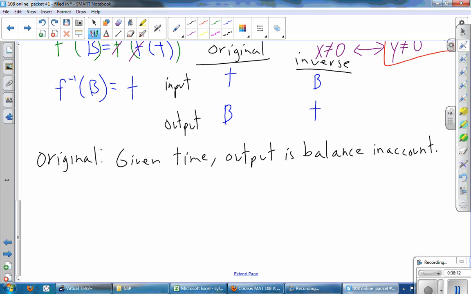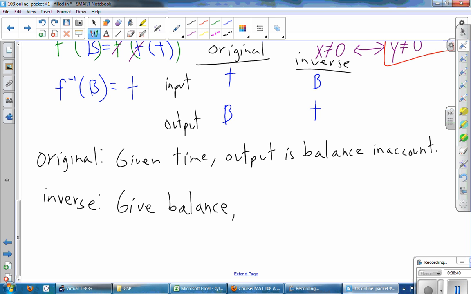So maybe after 1 year, you've got $1,000 in there. After 2 years, maybe it's $1,200. After 10 years, maybe you're at $8,000. So given some time, this function spits out the balance in the account. But now we're going to swap the roles of the two pieces. So for the inverse function, we're not given time anymore, but we're given the balance in the account.